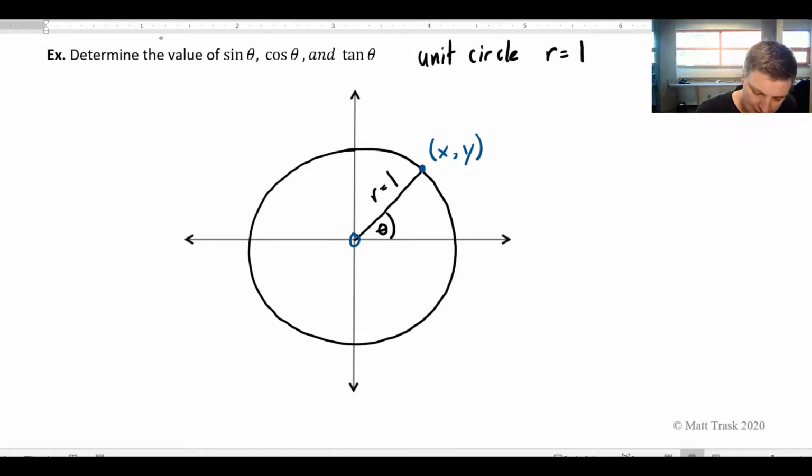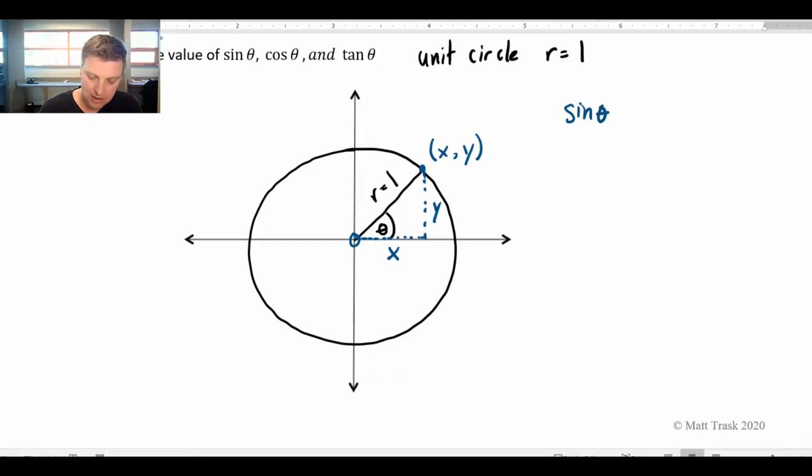So let's look at that x, y breakdown. So if I go a certain amount in the x direction, and then turn and go a certain amount in the y direction right here, there's my x, and there's my y. And so if I'm looking for, say, the sine of theta, the sine of theta is going to equal the opposite over the hypotenuse, which in this case is r. So the opposite y over r. And r is just 1. So this is just going to become y.